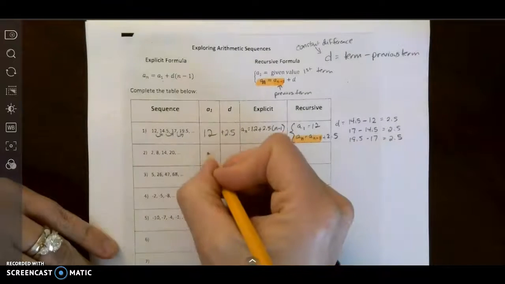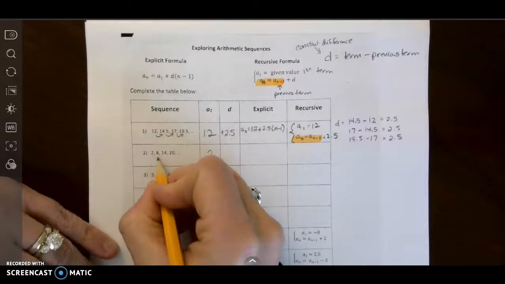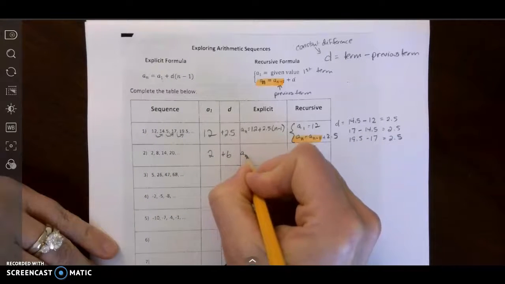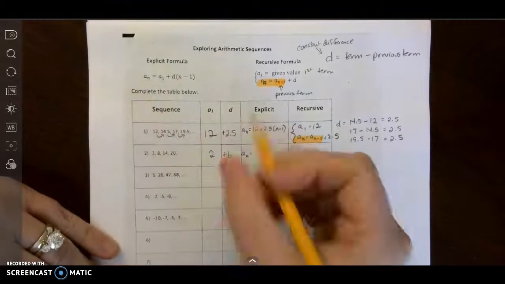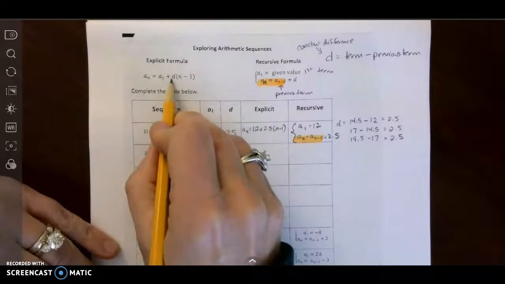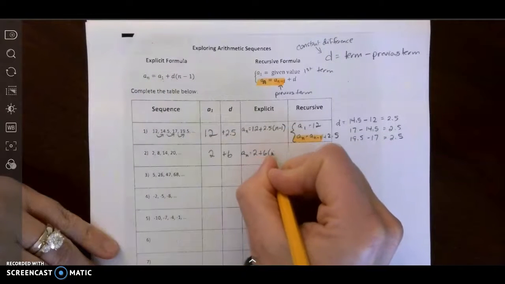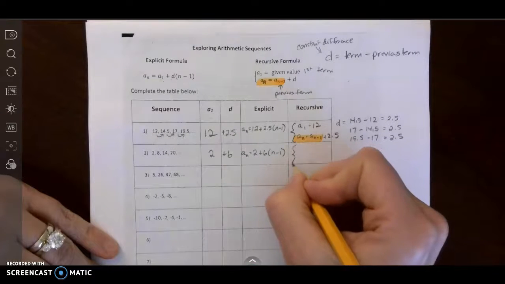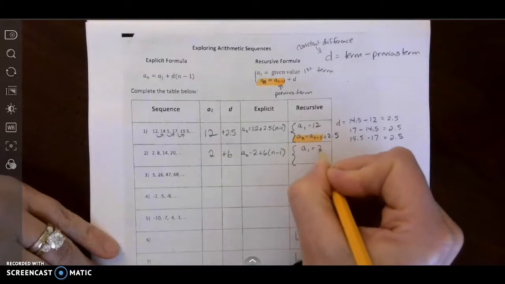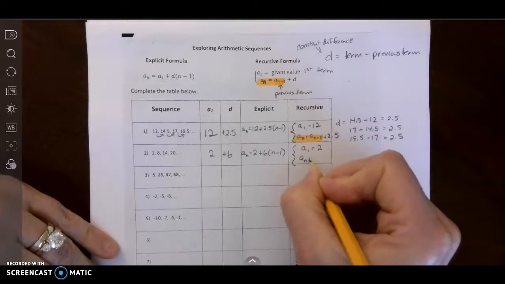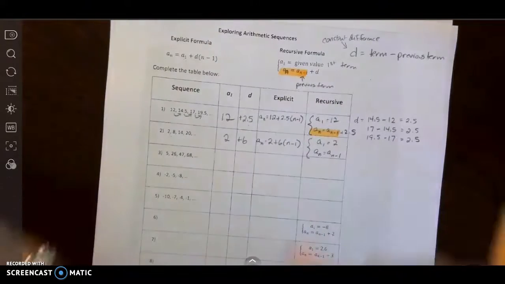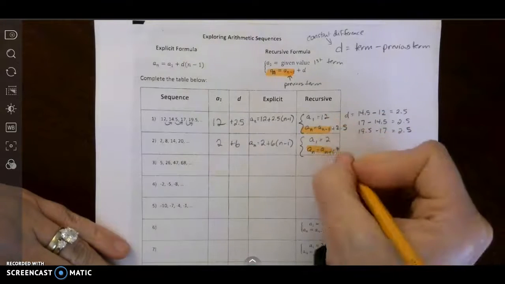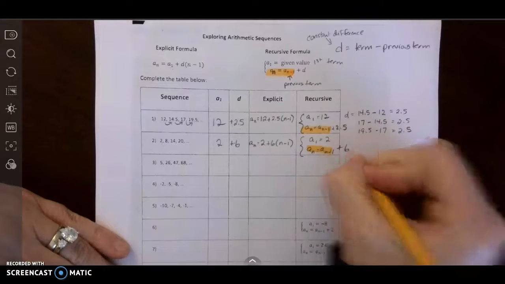Let's go to number 2. My first term is 2. To me, this looks pretty obvious that I'm adding 6. So my explicit is first term, which is 2, plus 6 times n minus 1. In my recursive formula, my first term is 2, and then a sub n equals a sub n minus 1. Notice I always start my recursive formula the same way, and then plus 6.